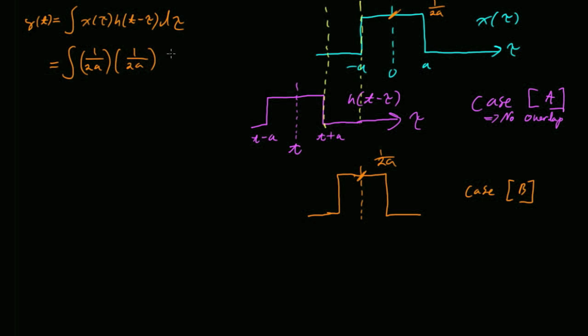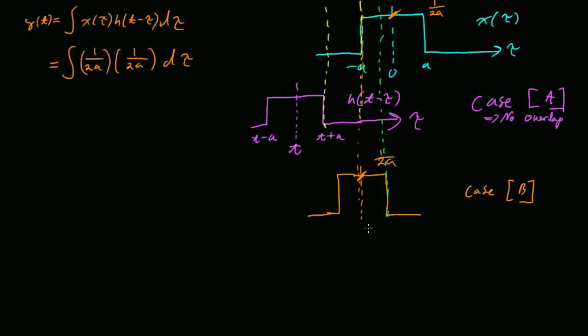Now, here's the tricky bit. What are your limits of integration? Where will the non-zero overlap occur? Exactly. So the non-zero overlap starts here, because that's where this function starts, and it ends here. So this is the time, that's the overlap that I want to integrate.